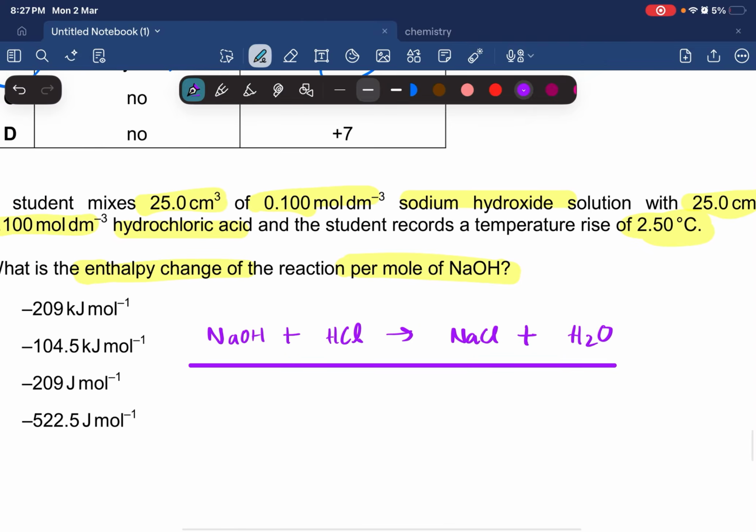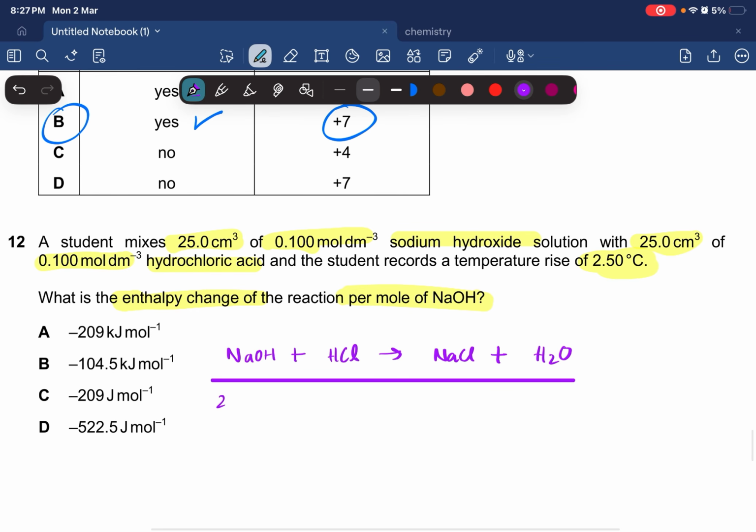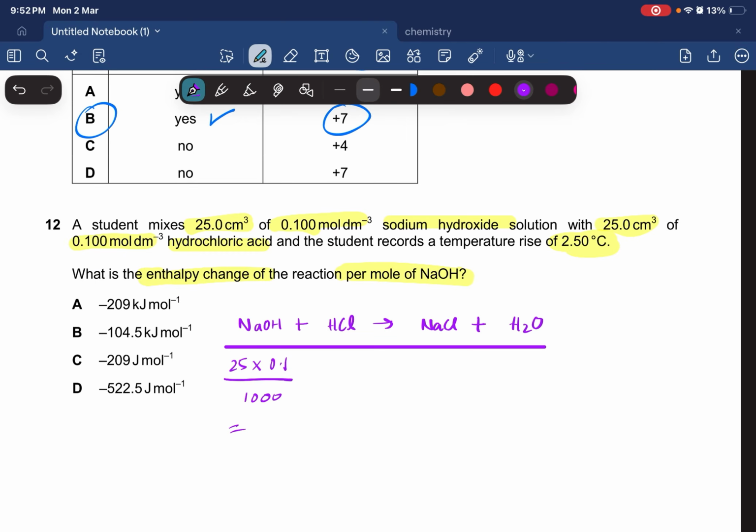Now what we're going to do, we're going to figure out the moles of sodium hydroxide, which are 25 times 0.1 divided by 1,000. So I just figured out that I have 0.0025 moles of my NaOH, and that's going to be the same amount of moles of my HCl as well, because I have the same concentration in the same volume.